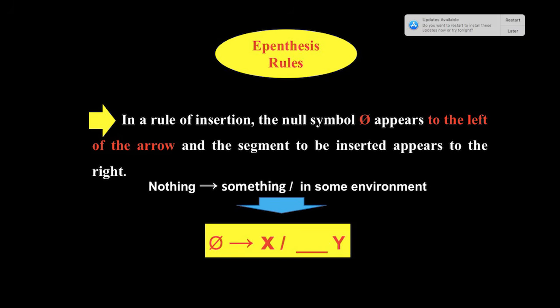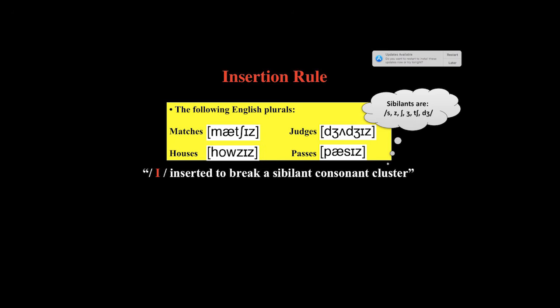So null becomes X here whenever it is followed by Y. So let's see some examples. If you take the example of insertion in English, insertion exists in English in many different examples, but let me give you this example. The following English plurals are matches, houses, judges, and passes.